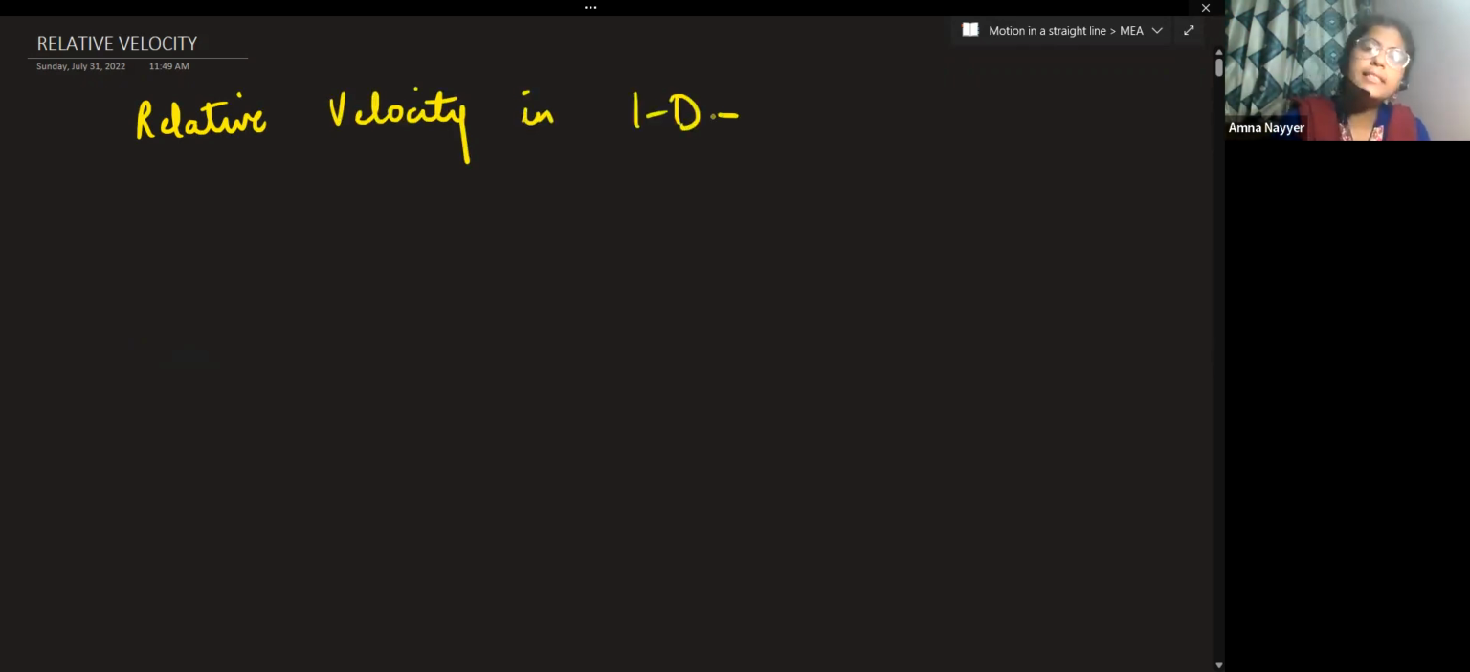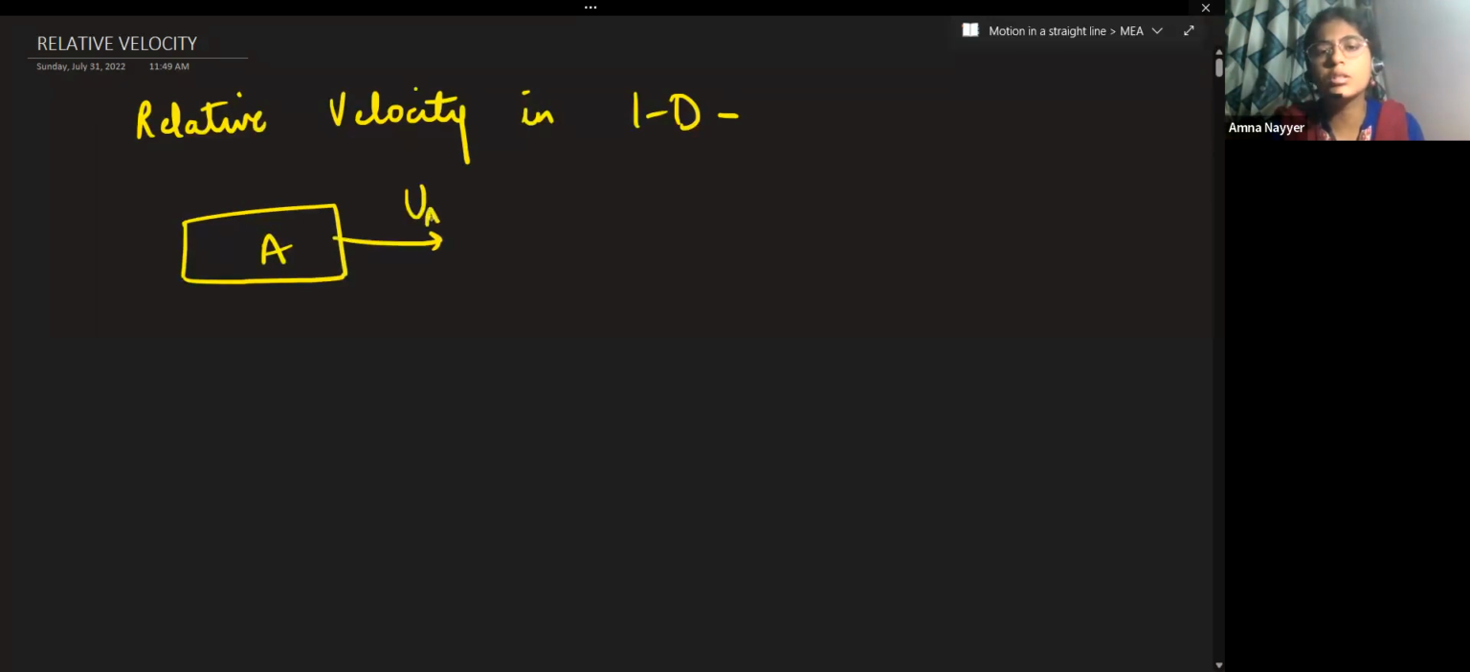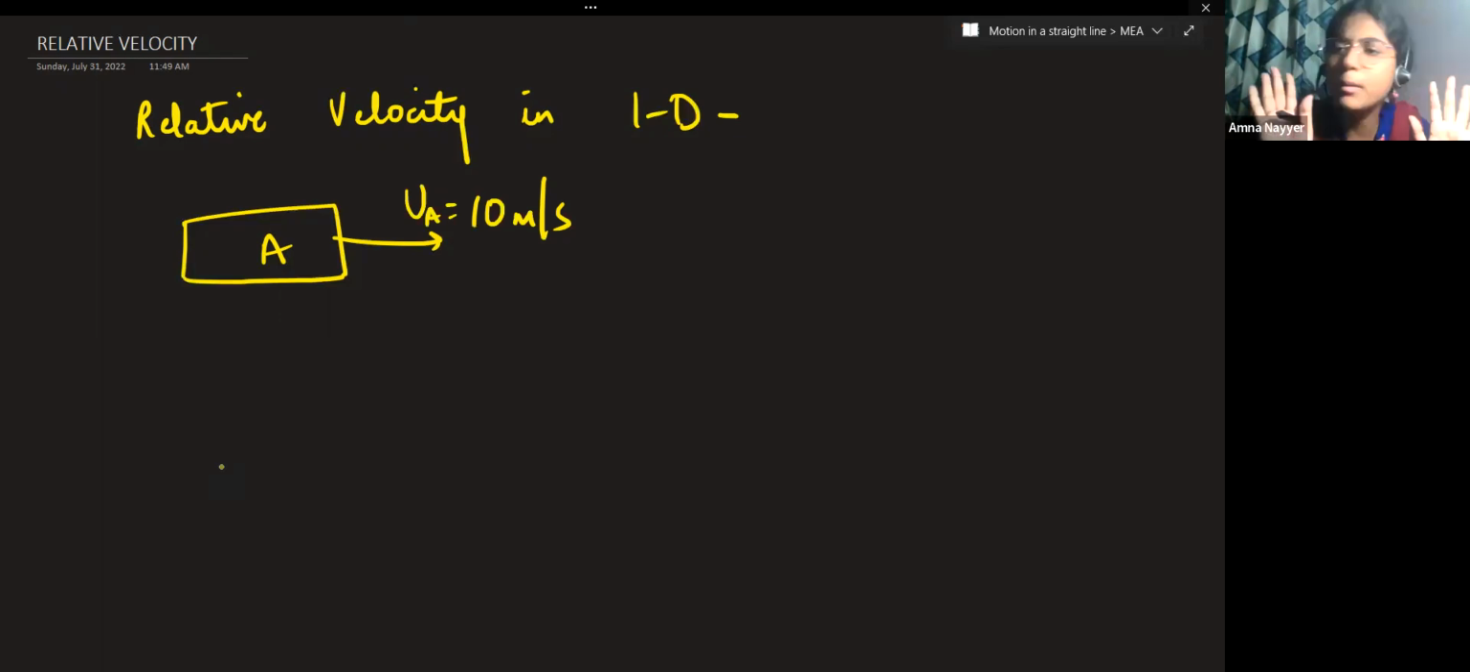So we'll start with relative velocity in 1D. Now, let's say a car is there. This is car A. This car A is moving. Let's say the velocity of this car A is 10 meter per second. So this is the absolute velocity of this car. I'm not comparing it with any other car. The velocity of any other vehicle is not being mentioned. So this is the absolute velocity.